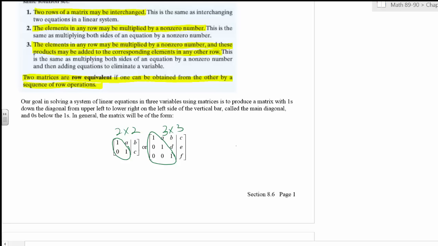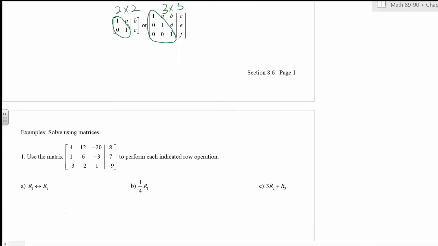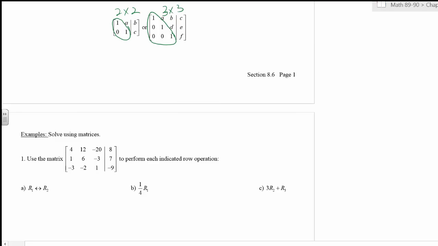And so you can imagine if you had a 4 by 4 or 5 by 5, it would be the same thing: 1s along the main diagonal, and of course that's everything on the left-hand side. Notice we're not worried about the augmented right-hand side. All right, so that's our goal. Let's get to work practicing some row operations.